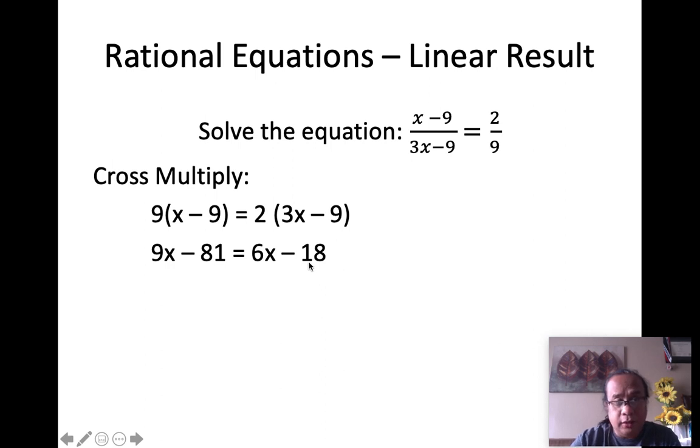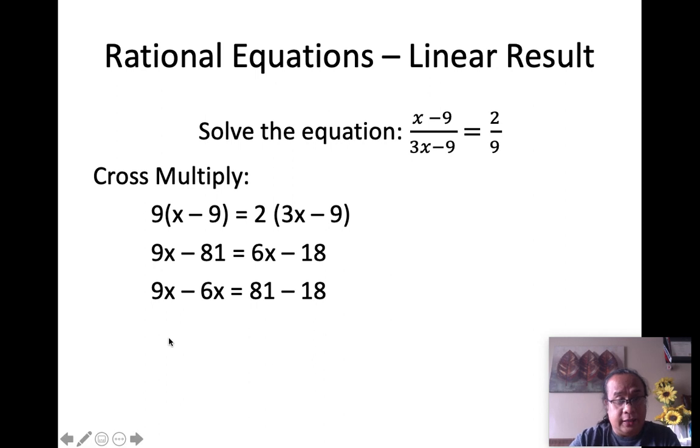Now is the time to do the algebraic manipulation to collect all the x's on one side and all the numbers on the other side. Remember, when you move a term from one side of the equation to the other, you change the sign. So I'm going to move 6x here and negative 81 over there. If I move 6x, it becomes negative 6x, so it's 9x minus 6x. On the other side, negative 81 becomes positive 81, minus 18.